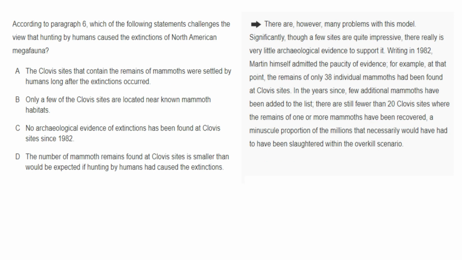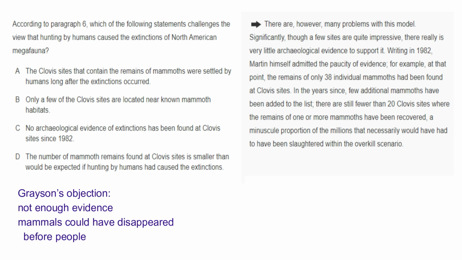Q5. Which of the following statements challenges the view that hunting by humans caused the extinctions of North American megafauna? The question basically asks, what are the objections to the Pleistocene overkill hypothesis? The objection was mainly presented by Grayson in two ways. There should have been abundant evidence, and the mammals could have disappeared before the Clovis people existed in America. Let's first see whether that is enough info to answer the question.